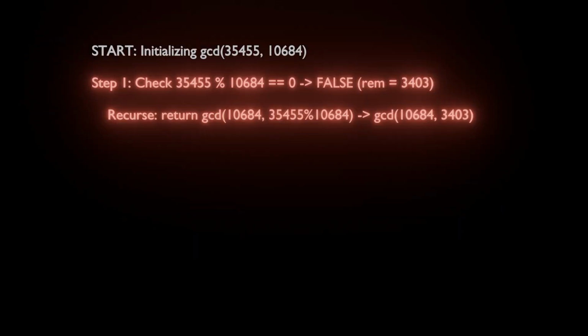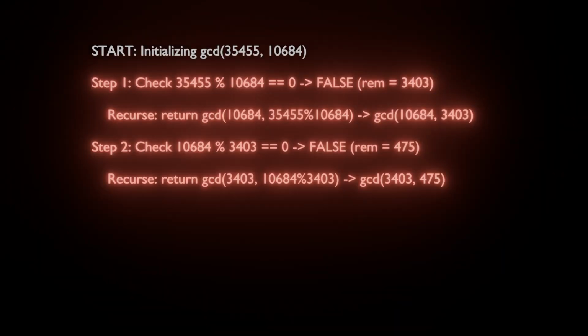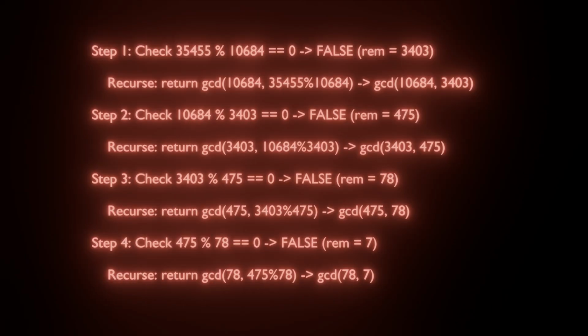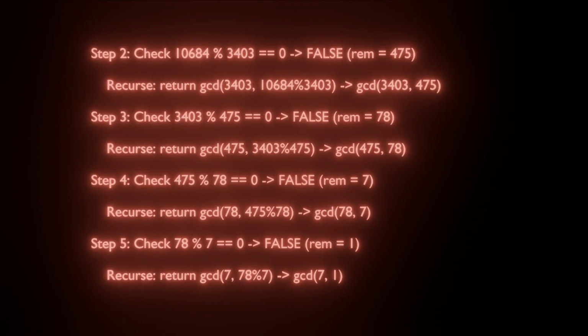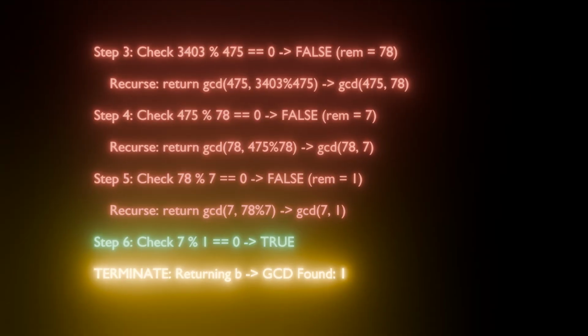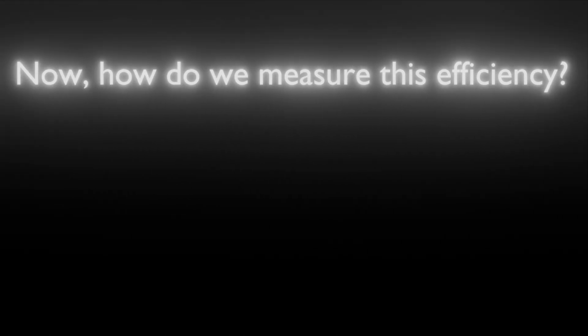See? This is why PDSA matters. Brilliant logic crushes raw computing power every single time. We went from billions of processes for 10-digit numbers in the brute force method to our new Euclid's algorithm taking roughly 10 processes for the same inputs. Now, how do we measure this efficiency?